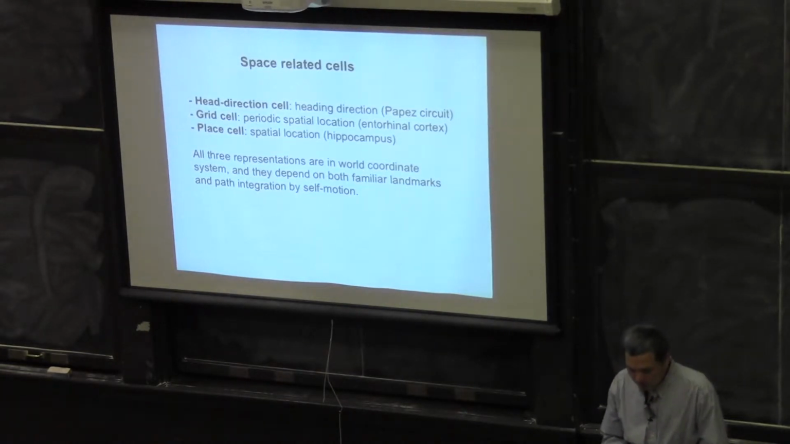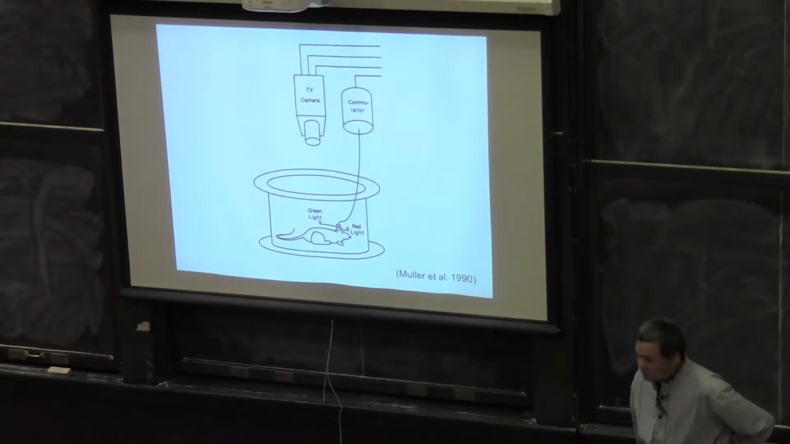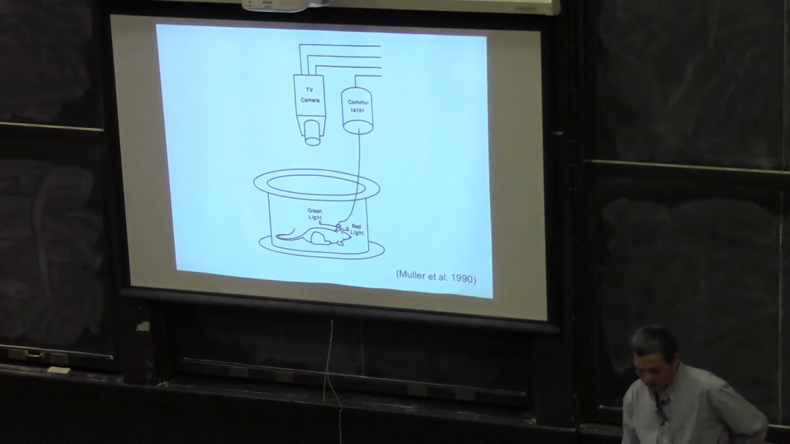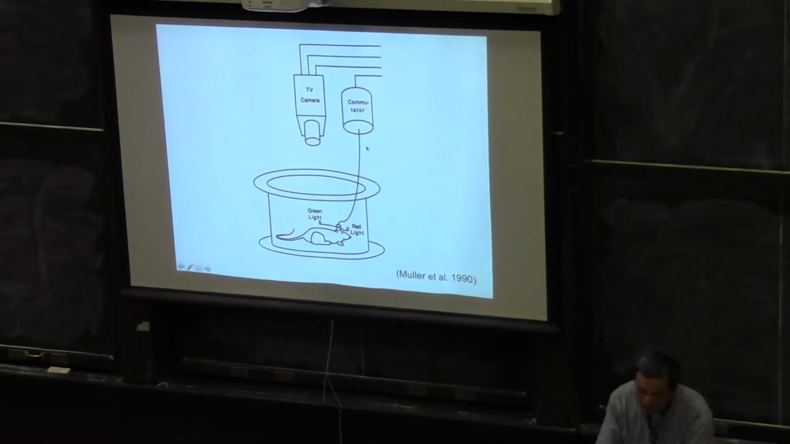First let me show you what the data looks like. This is a typical set of experiments. They record a neuron. Of course, the animal has this cable, because now people can do wireless recording, but this is the standard setup. You have an electrode recording from a single cell in the hippocampus or some region in the brain. And you also have a camera on top, so you know the location of the animal.